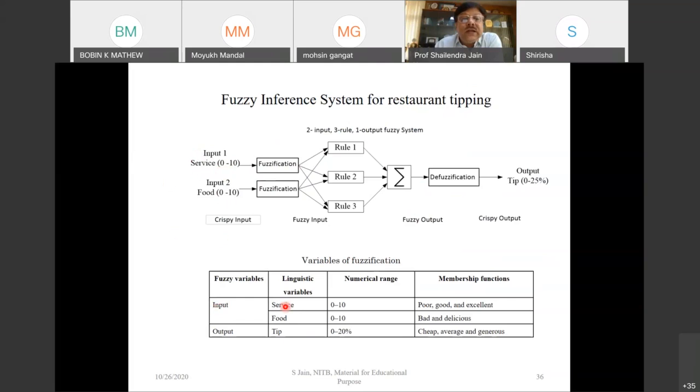Say for inputs service and food, your numerical range is from 0 to 10, and your membership function for service may be poor, good, or excellent. For food, it is bad and delicious. Generally, food you either like or you do not like. That is why I have considered only 2 membership functions. Either it is bad or it is very good, delicious. But you may add average food quality, that is also possible.